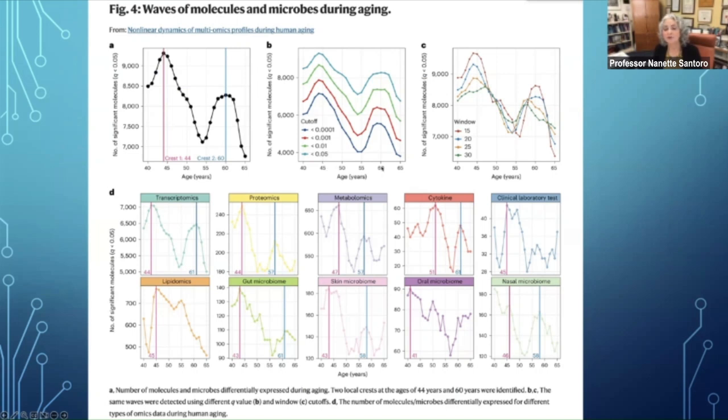So I think what this really brings home, and you can see on this top graph with the different values and cutoffs that they used, these are very robust. And this shows you the types of measurements. So looking at proteomics, transcriptomics, metabolomics, cytokines, clinical lab tests, simple things like a CBC or a metabolic profile, lipids, microbiome, changes. They are very, very well replicated.